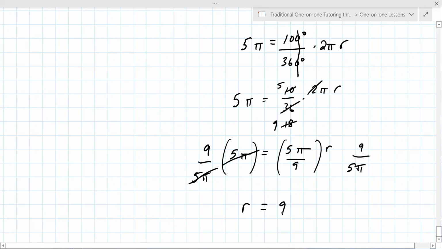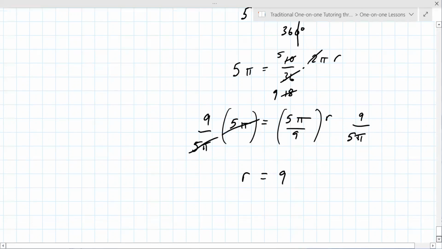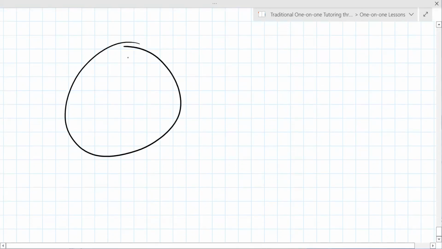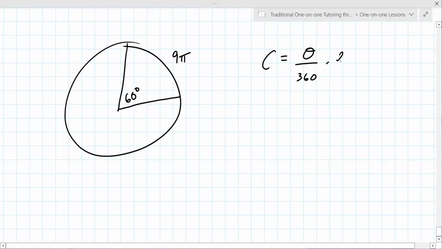Yeah, I remember doing this. Yes. Okay. So let me really quickly here. Let's say I give you a circle. This is 60 degrees, and I tell you that this is 9 pi. Our formula is angle out of 360 times 2 pi r. And this time your C is this right here. 9 pi equals 60 over 360 times 2 pi r.